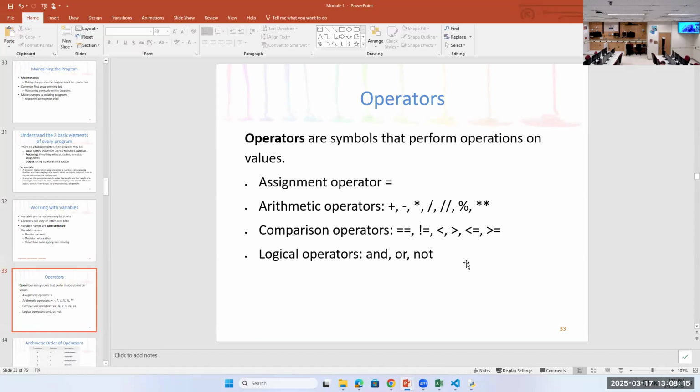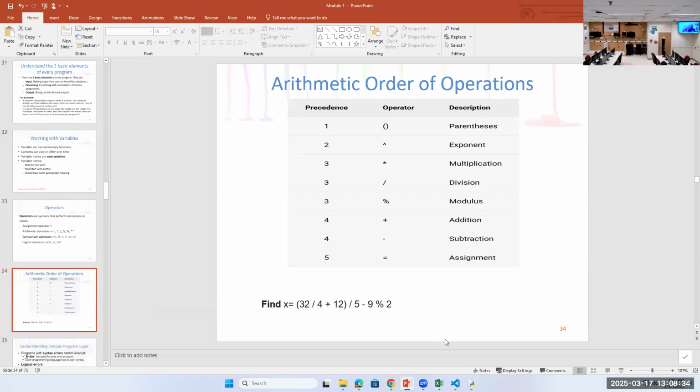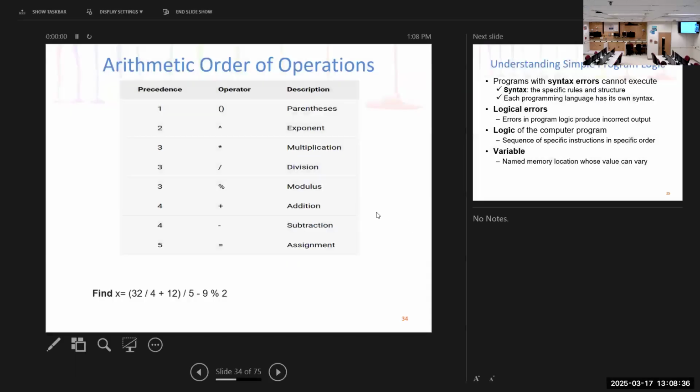Okay, so you have some operators, right? The first one, the assignment operator. You have the arithmetic operator. You have the comparison operator. You have the logical operator also: and, or, and not. Later on, when we learn about logic gates and the truth table, I will explain it here. And of course, you have the order of operation.